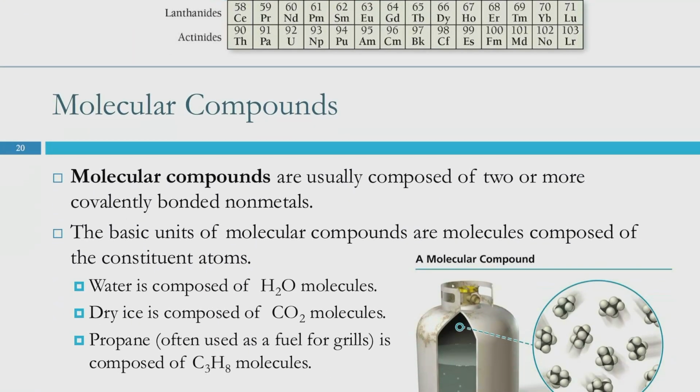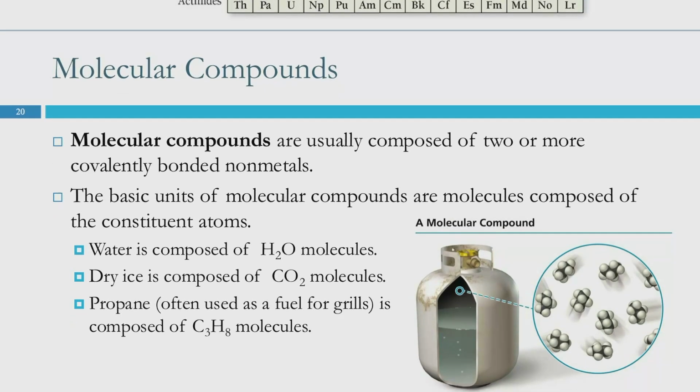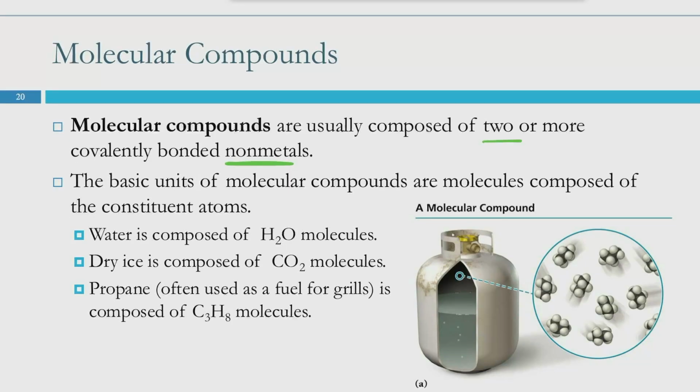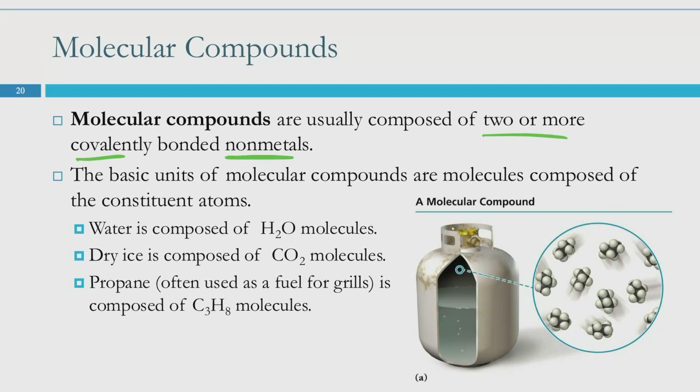We also have molecular compounds. Molecular compounds are typically composed of 2 or more covalently bonded nonmetals. So this is one of our subsets of pure substances, but on the compound side. Molecular compounds are just nonmetals. The basic unit is the molecule. The smallest piece of a molecular compound is a molecule.